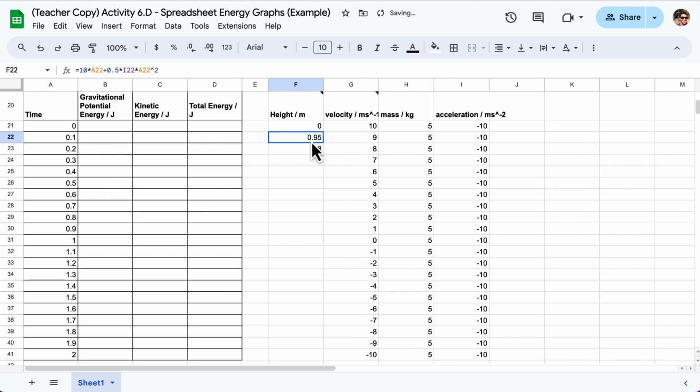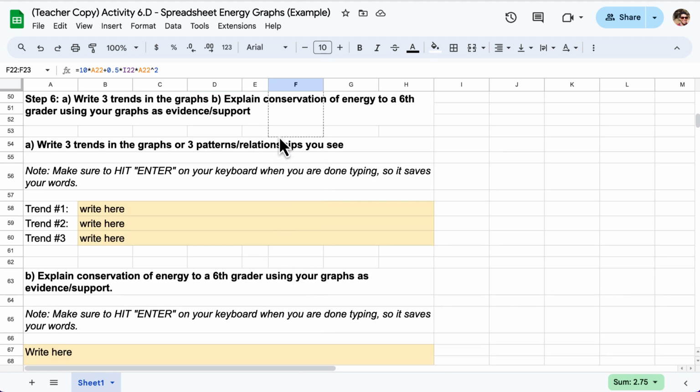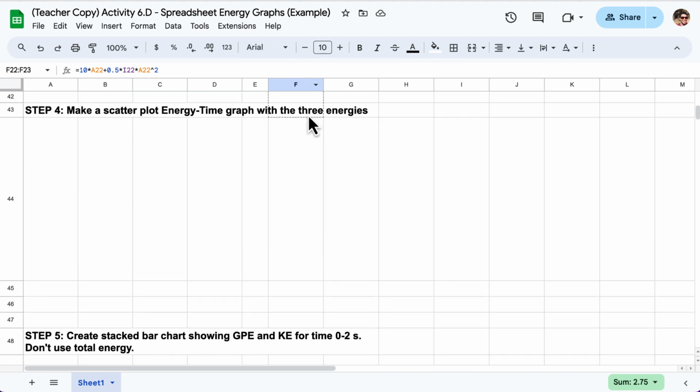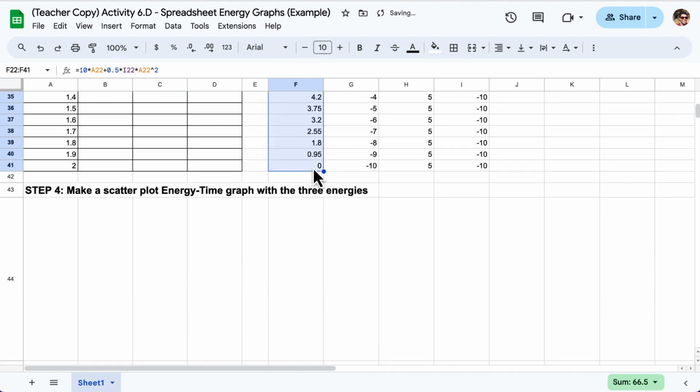Now I can keep typing that in over and over, or at this point I can highlight those two cells and fill down. Not that far. There we go. So I'll fill down. And now we have our heights, and here we can see the height returns back to 0. So cool, that looks like it works out.